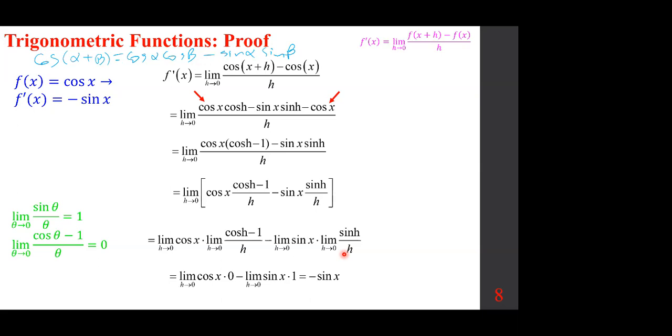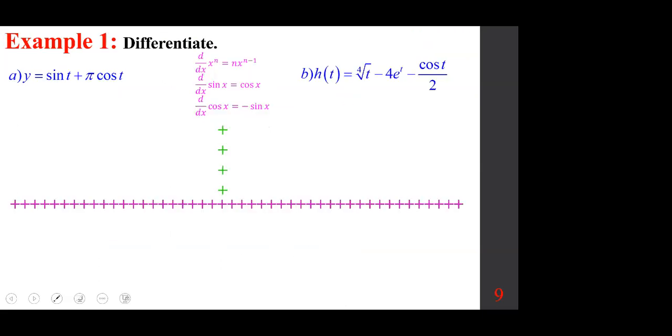So now that we have proved this stuff, we can move on and look at some examples. All right. Sine t plus pi cosine t, okay? The derivative of sine is cosine, plus pi, the derivative of cosine is negative sine. Therefore, it's minus pi sine t.